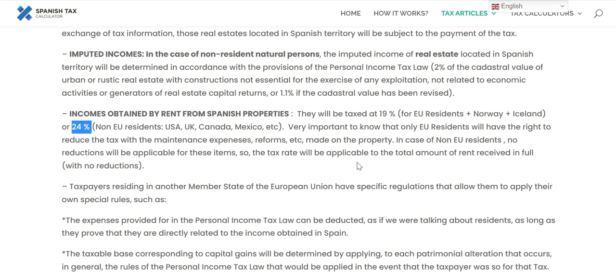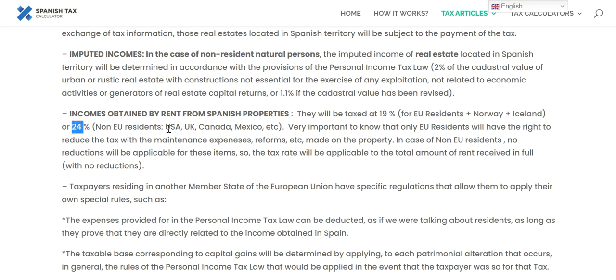And also, they will have the benefit of deducting the expenses that have been generated by the activity of renting the property in Spain. For example, electric, water, community of owners, council tax, etc. These will be concepts that EU residents, who are non-residents in Spain, can deduct from the Spanish taxes. This will not be the case for non-EU residents.